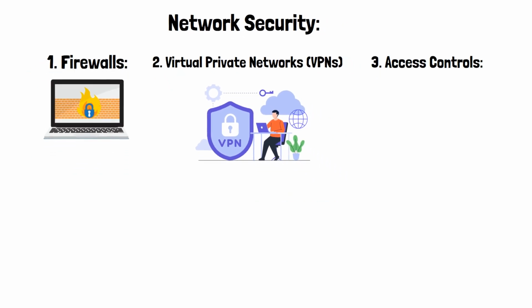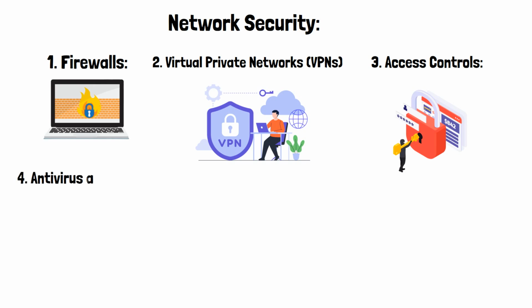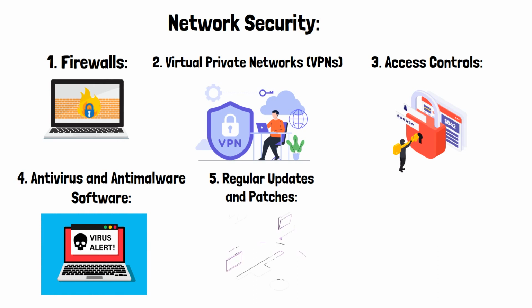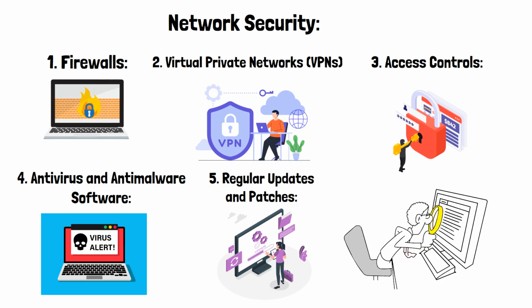Access controls. Access controls are used to restrict access to a network and its resources. This can include user authentication, passwords, and permissions. Antivirus and anti-malware software. Antivirus and anti-malware software are used to protect against viruses, malware, and other malicious software. Regular updates and patches. Regular updates and patches to software and operating systems can help to address security vulnerabilities and keep a network secure. Network security is an ongoing process that requires constant monitoring and updates to ensure that the network is protected from security threats.